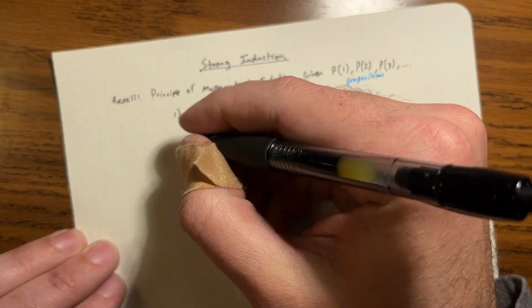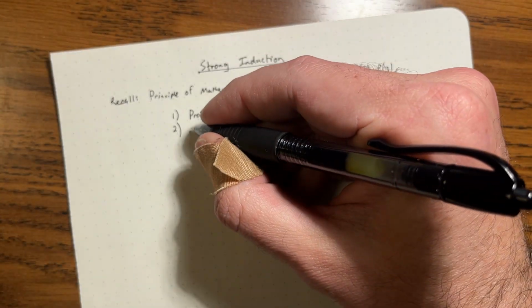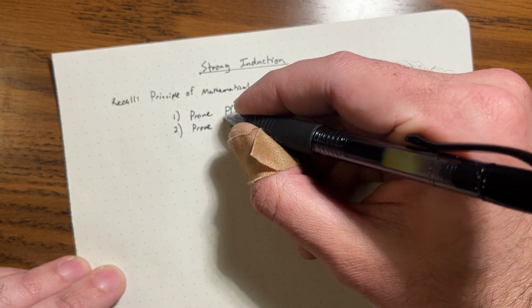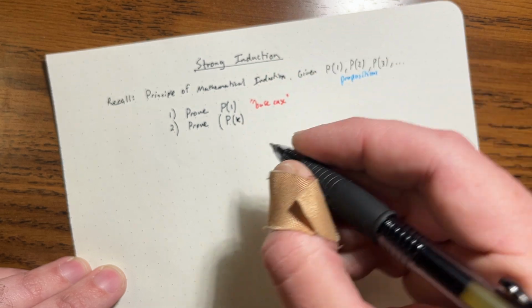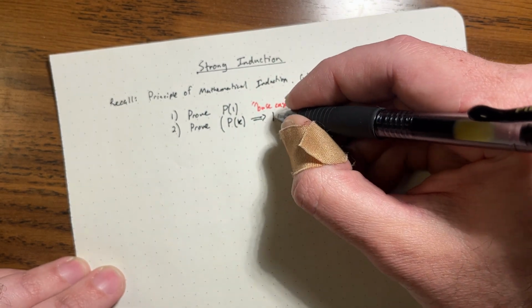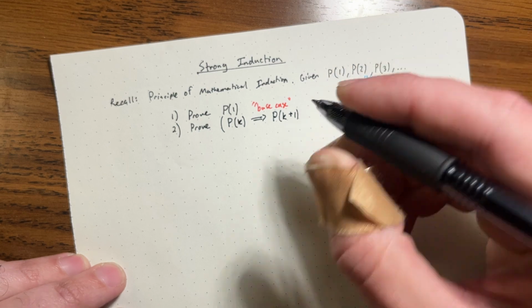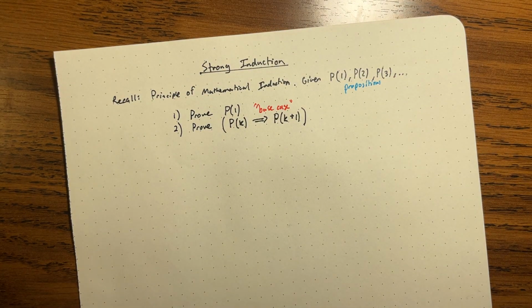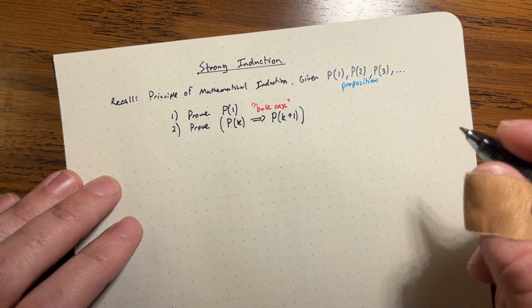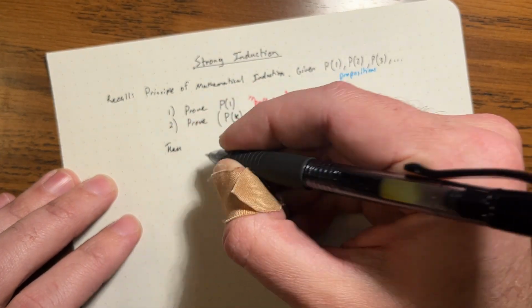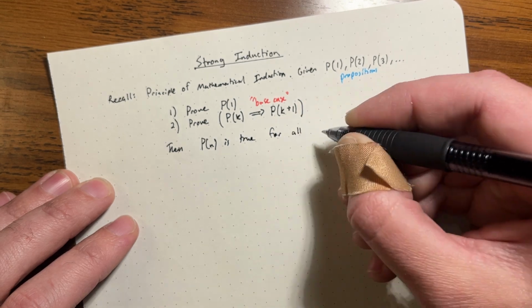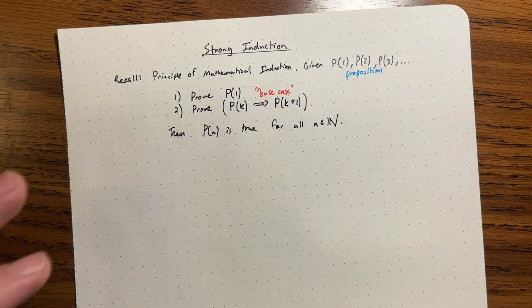And next, we don't prove anything else directly, but we prove the implication: if P of k is true, that implies that the next statement, P of k plus 1, is true. We're not proving P of k is true, we're just assuming it's true, and then we're using that assumption to prove the next one in line. And then that proves the statement for all, so then P of n is true for all n. Okay? So that's the principle of induction.